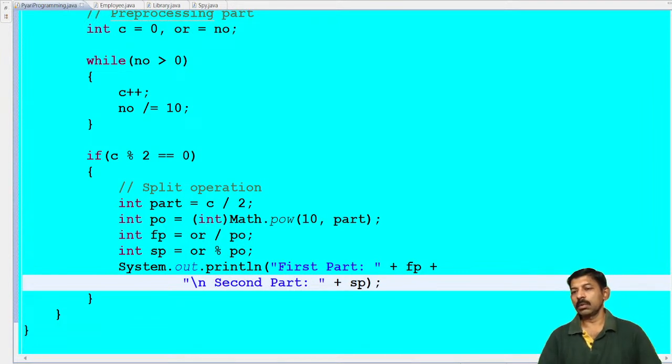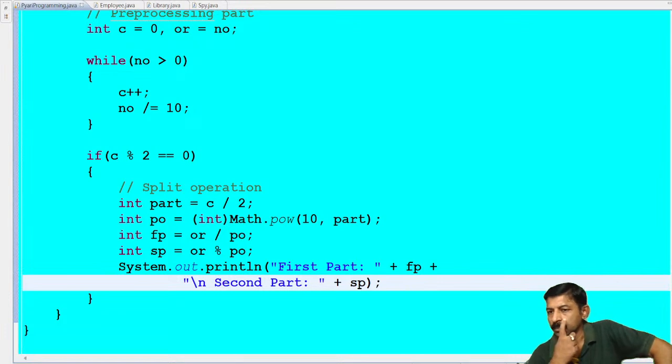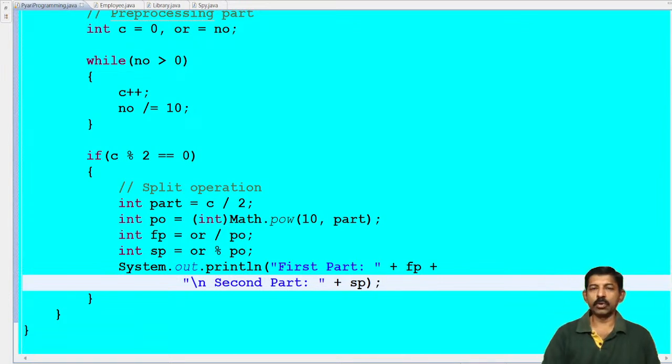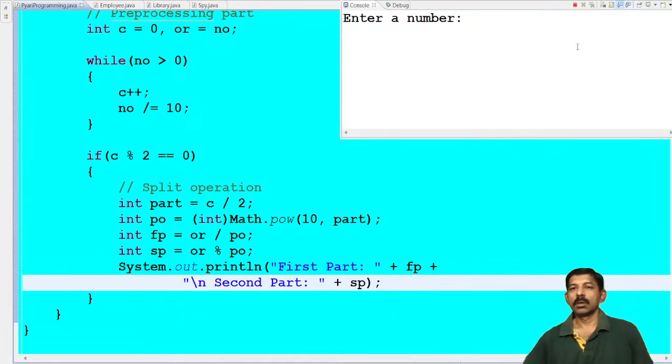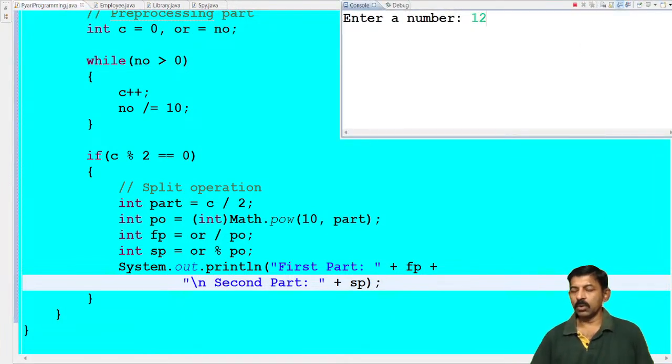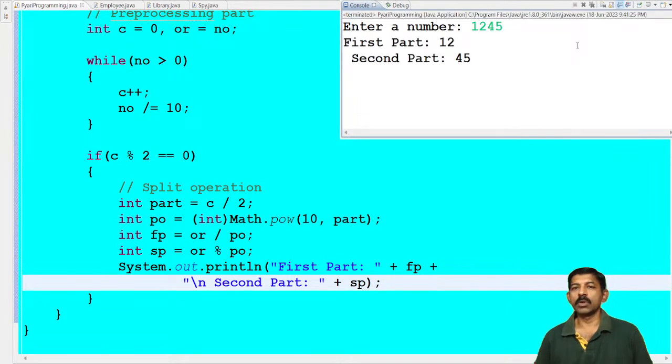Can I execute now? Okay, let me execute it. Suppose I am saying 1, 2, 4, 5. Even number of digits. We got first part is 12, second part is 45. Okay.